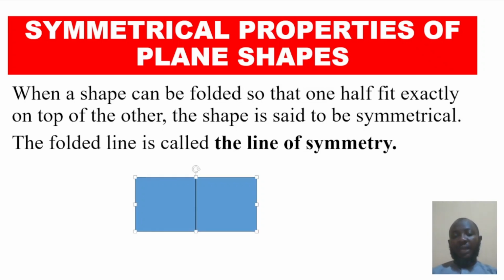This second part, the first half, will overlap and fit exactly on top of the other one. So that is what we say. This rectangle here is symmetrical, and the line that divides it is what we call the line of symmetry. We're not going to be looking at their properties. So how many lines of symmetry does this have?